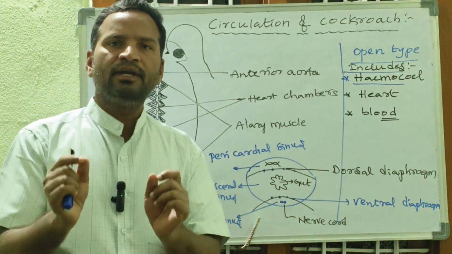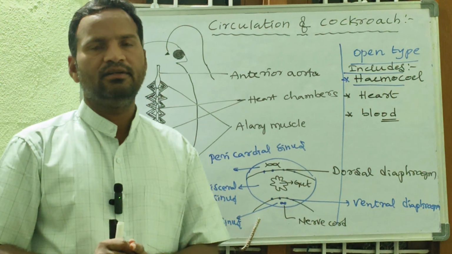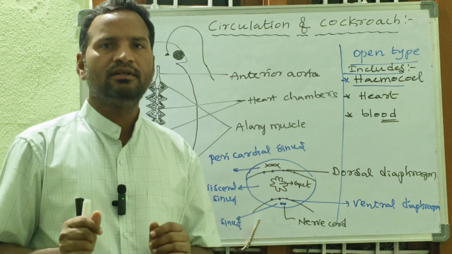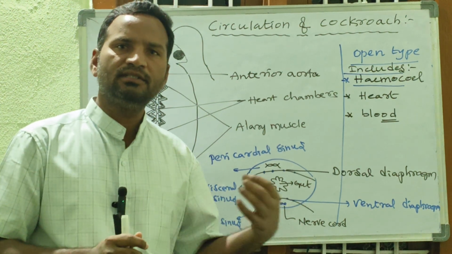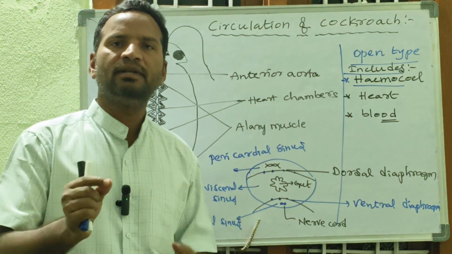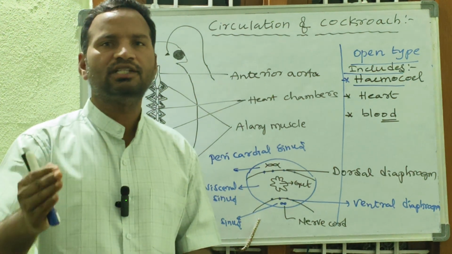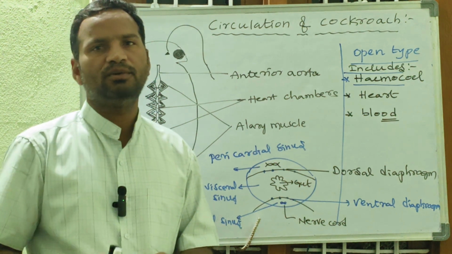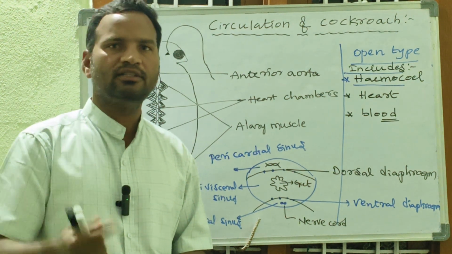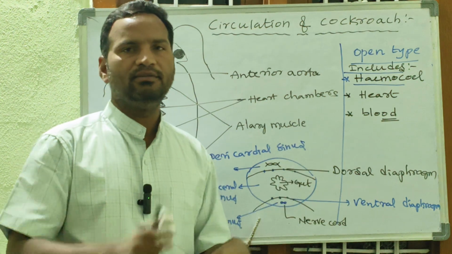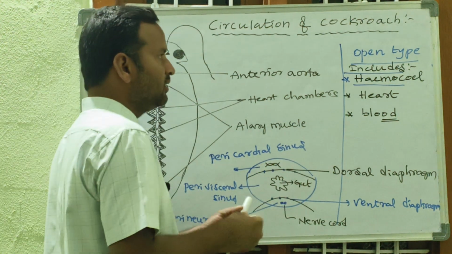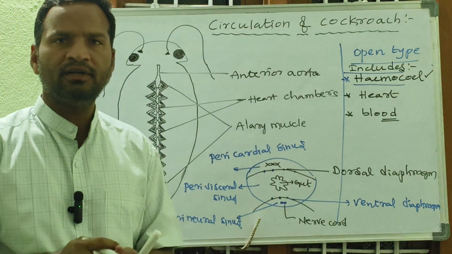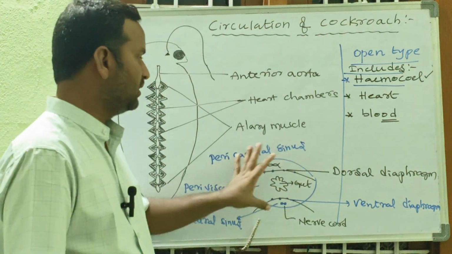a series of paired triangular structures are present, called alary muscles. But what is the major function of the alary muscles in the circulation of the cockroach? They play an important role in the circulation of blood in the body. That is the most important point about the alary muscles. Later I will explain their importance further. That's it, we have completed the hemocoel and its main function.